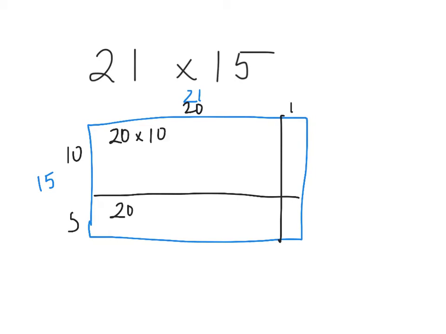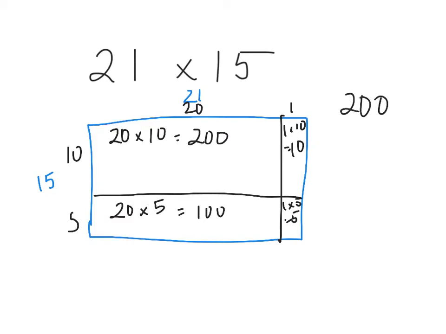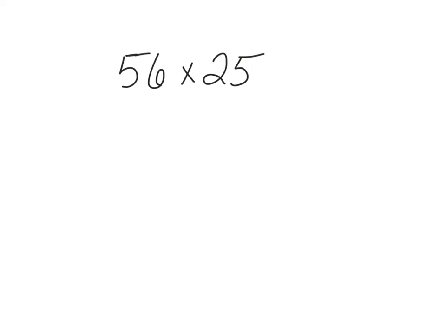This box is 20 times 5. This box is 1 times 10. This box is 1 times 5. And now I solve. 20 times 10 is 200. 20 times 5 is 100. 1 times 10 is 10. 1 times 5 is 5. And now I add up all those. 200, 100, 10, and 5. And I got 315. All right, let's try this box one more time with this problem here.